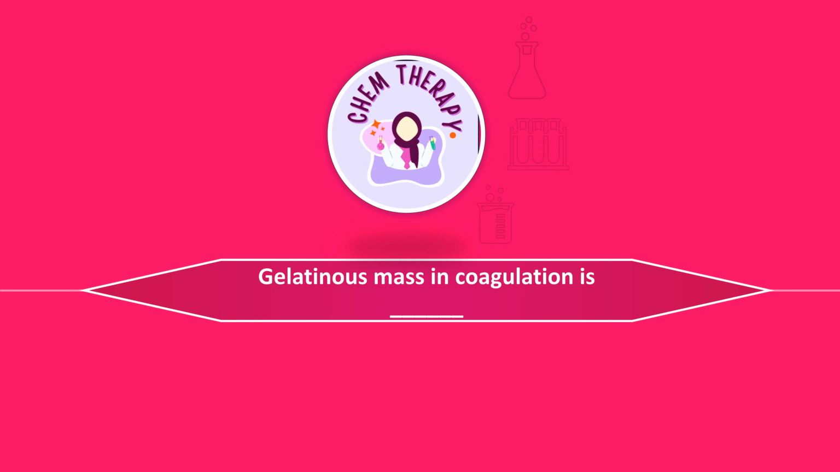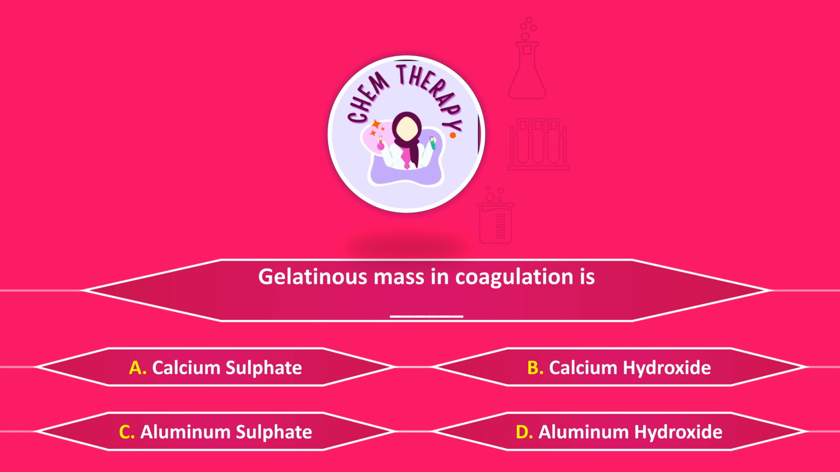Gelatinous mass in coagulation is. Options are: the correct answer is option D.